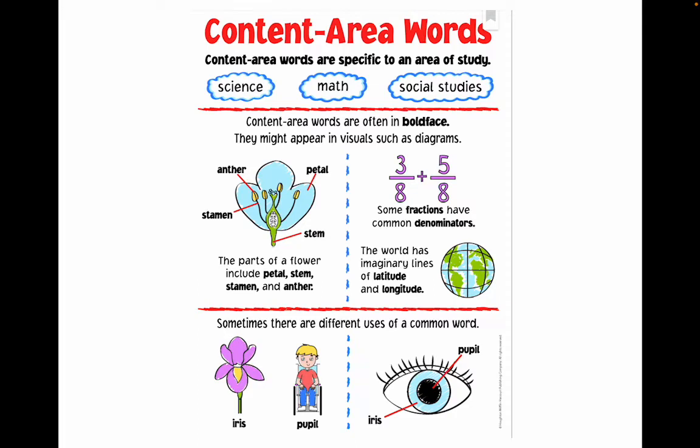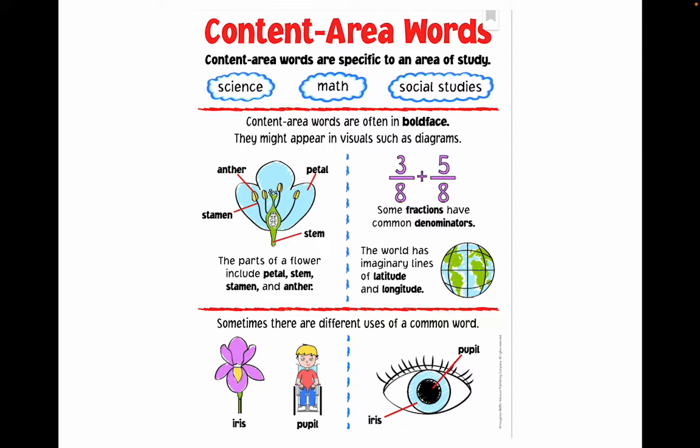Content area words. Authors of informational texts often use content area words, or words that are specific to a subject, such as math, science, or social studies. Content area words are often in boldface type. They may appear in graphic features such as labels, diagrams, or other visuals. Let's take a look at some examples on our anchor chart.